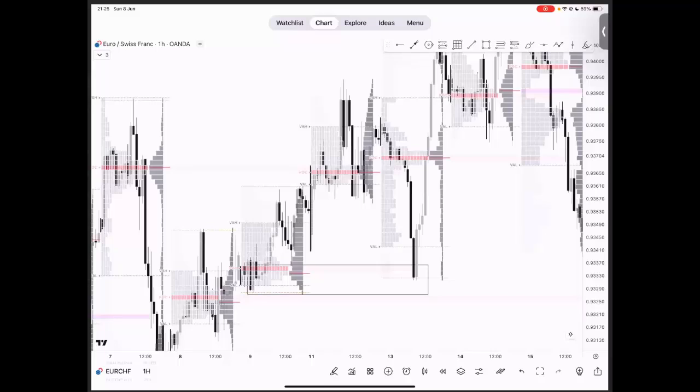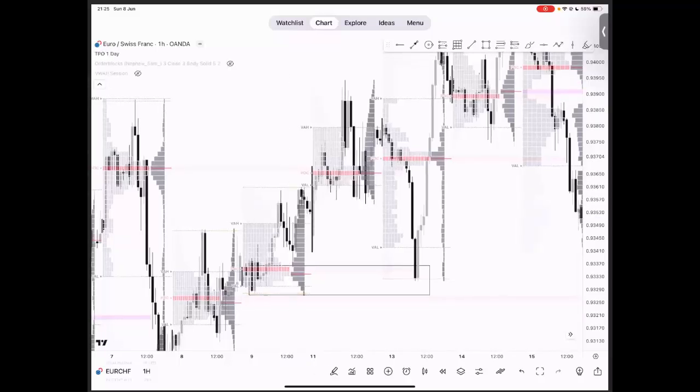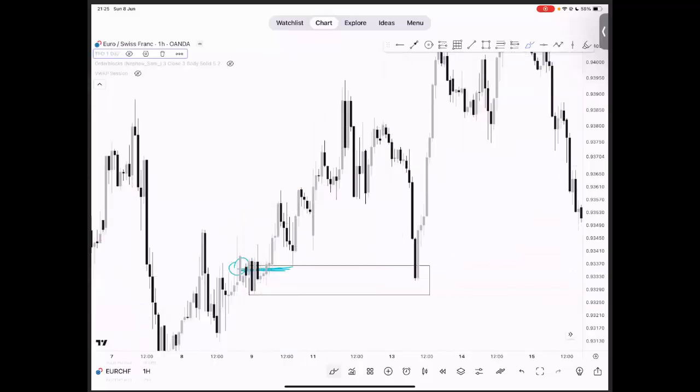And if you look, well, let me just put this off for a while so that you guys can see what I'm doing technically. All right, this is where the POC is. You can see the POC resting on the demand level. Let me put this off. All right, you can see something just like this, right? And then price comes, mitigates it, and plays out.